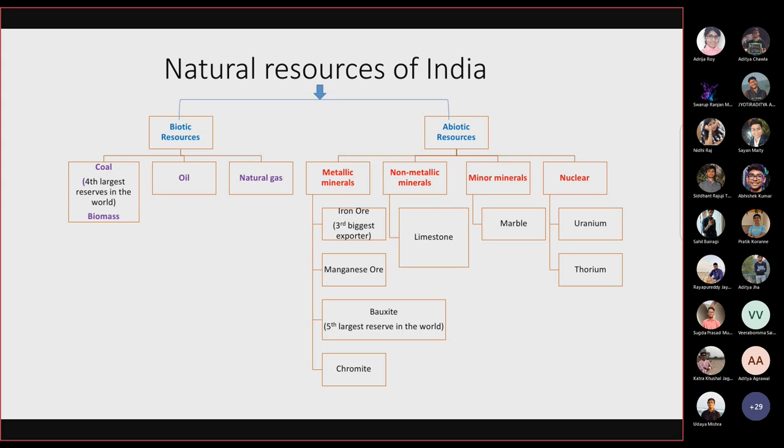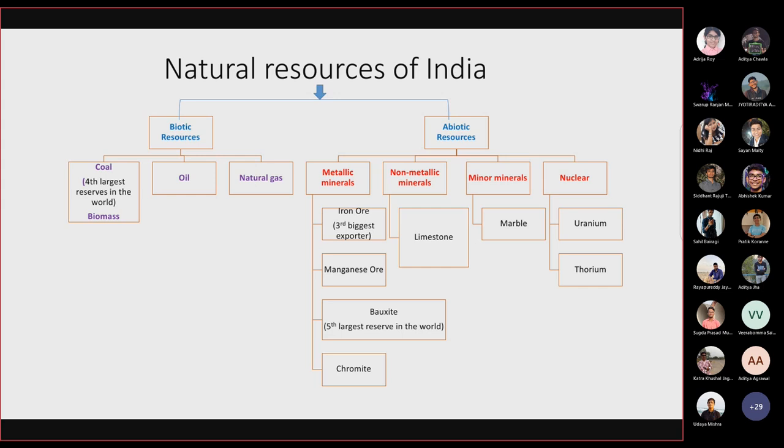We also have some of the abiotic resources, like metallic minerals, non-metallic minerals, minor chemicals, and we also have the nuclear resources. In the metallic minerals, the major reserves available to us is iron ore. That's why a lot of exports are going from our country to foreign countries.